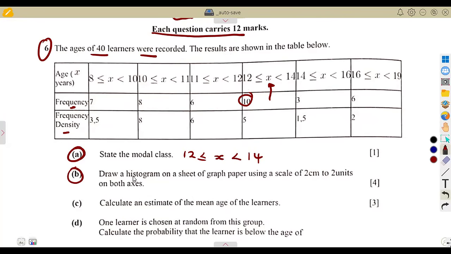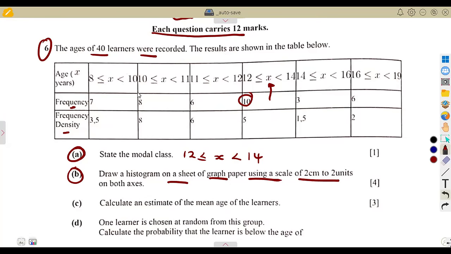B, draw a histogram on a sheet of graph paper using a scale of 2 centimeters to 2 units on both axes. So on this paper, you were not answering here, you were answering on a separate sheet. Guys, this is ZIMSEC. You must be careful as you're answering your questions. All right, so let us consider the histogram.